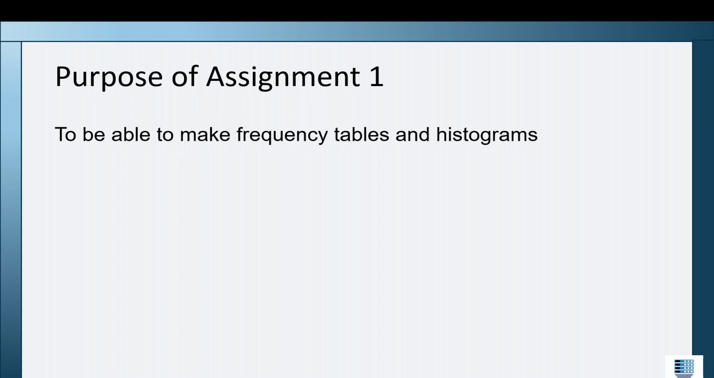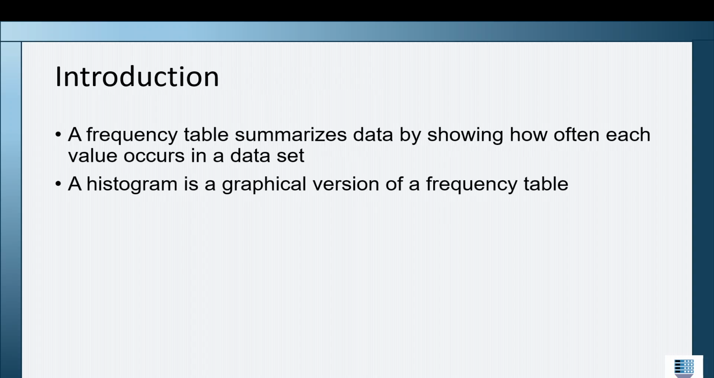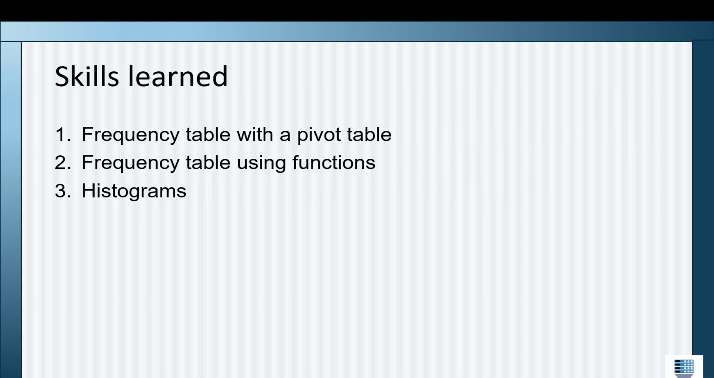The purpose of assignment 1 is to be able to make frequency tables and histograms. Without Excel, this would be very difficult to do on paper. A frequency table summarizes data by showing how often each value occurs in a data set. A histogram is a graphical version of a frequency table. The skills we're going to learn here are frequency tables with a pivot table, frequency table using functions, and histograms.